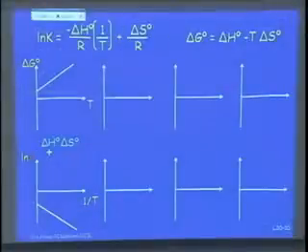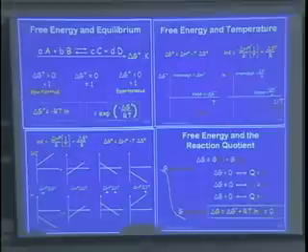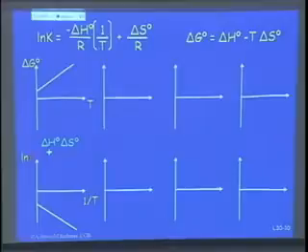And your slope is what? It is minus delta H over R. And your slope is positive. So that would be a negative slope in this case. I'm sorry, your delta H is positive. So the slope has to be negative because it's minus. All right, and then you can play with it.